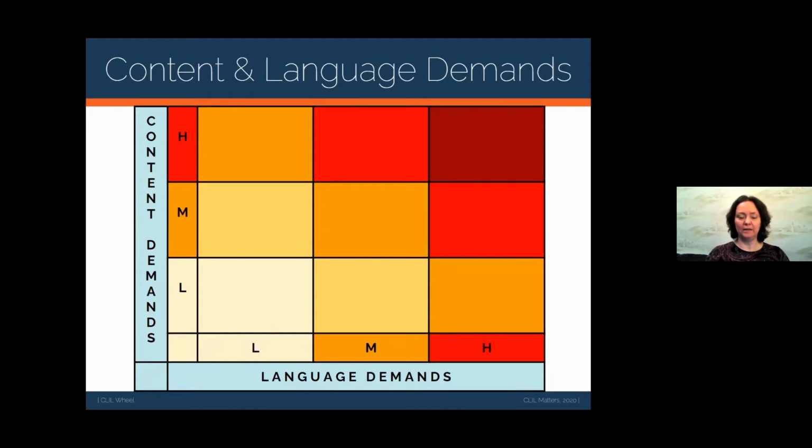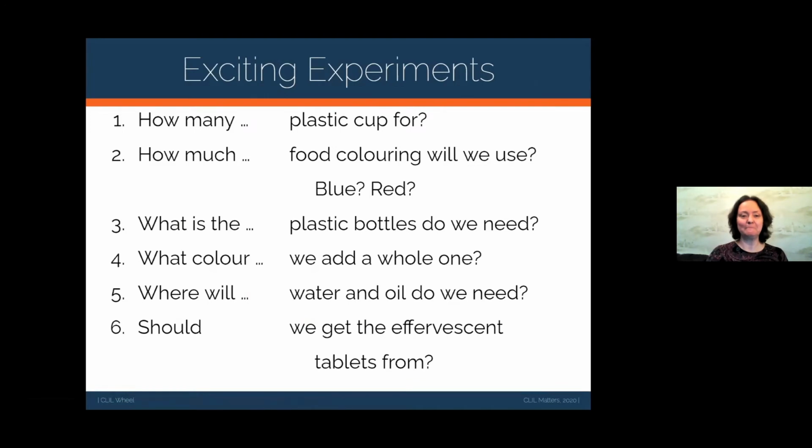But if you look at the structure, you see that the darkest color is in the top right corner, because this is where it is really challenging, where the content is really demanding and the language is demanding. So I'm going to present you with an experiment. I hope it's going to work. And I'm going to be showing this table and trying to see where we are in terms of the language and in terms of the content.